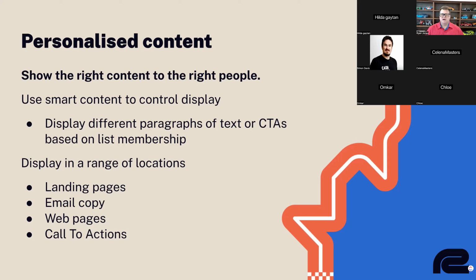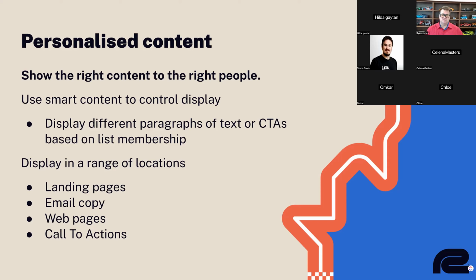We can display this smart content in a range of different locations. On a landing page, we can run a consistent landing page, but show different content based on the keyword that drove somebody to the landing page, or the channel that drove somebody to the landing page. Hey, Facebook friend, see you've just come in, good job. We can also display it in email copy so that our emails are more effective.